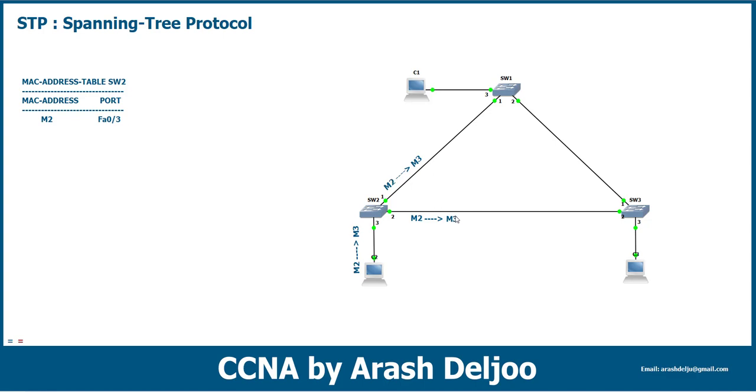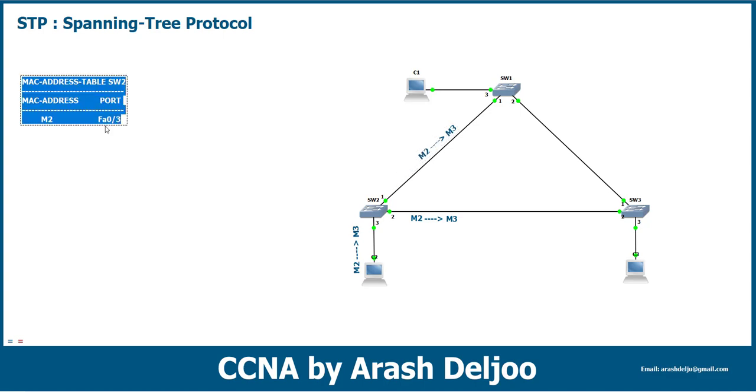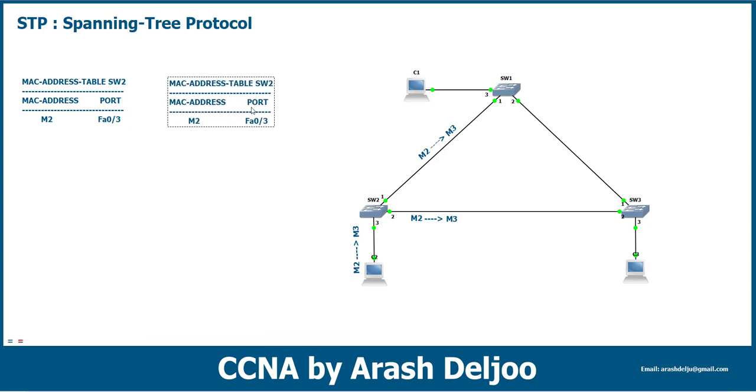Let me follow one of them first. Now I'm going to follow this frame from M2 to M3, and now it is received in switch 1. In switch 1, again, we have a similar MAC address table. This is the MAC address table of switch 1.